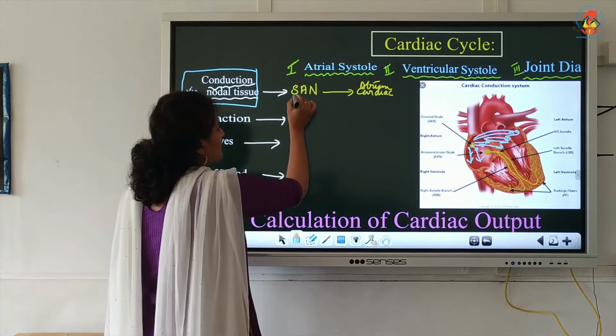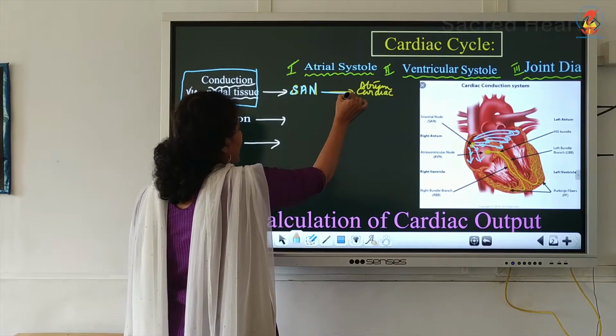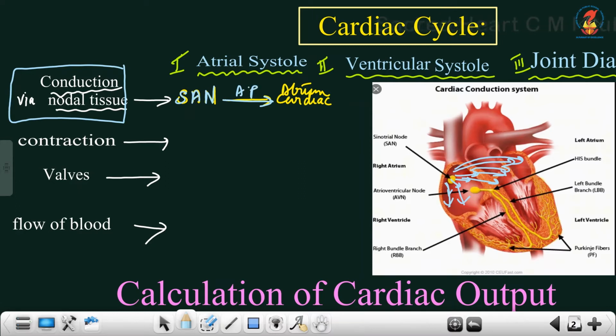So here is how you start: the SA node initiates the action potential, which is propagated to the cardiac musculature of the atrium, or both the atria, and as a result both the atria contract. So the second point is connected with the first point: both the atria contract.